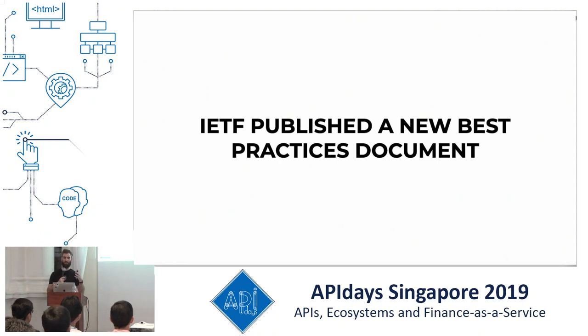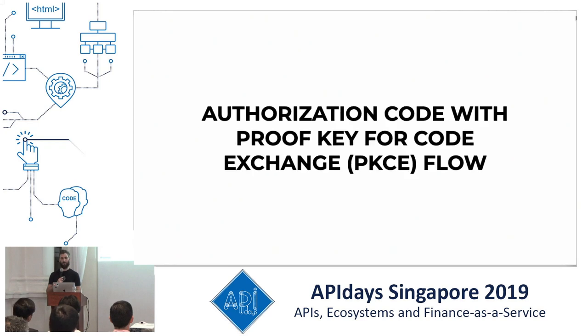It's not that there are some new vulnerabilities which have been discovered with this flow. Most of them have been known for a while, and there are ways to mitigate them. But as a best practice document, they recommend using the authorization code with proof key for code exchange, PKCE for short, flow, which is a bit more complicated.